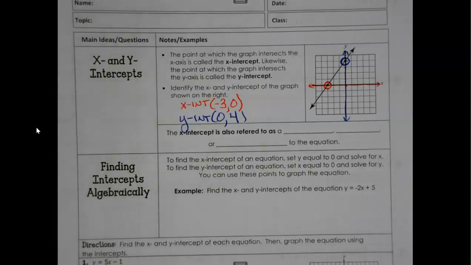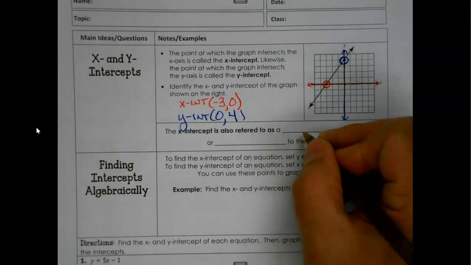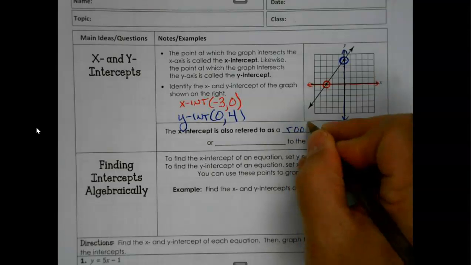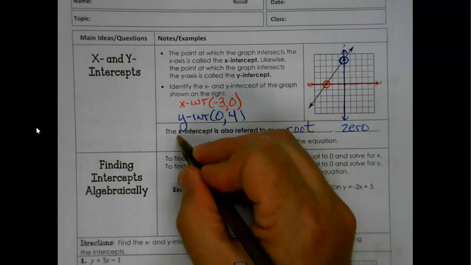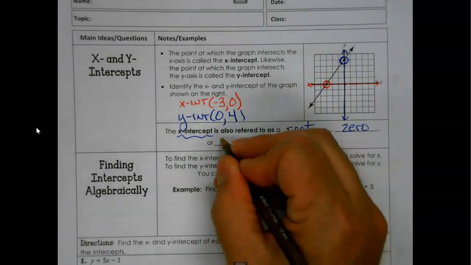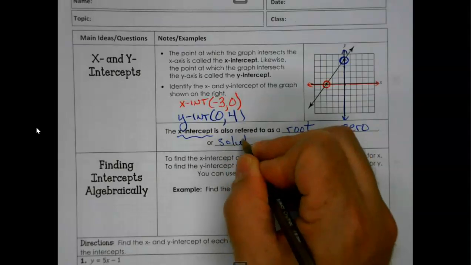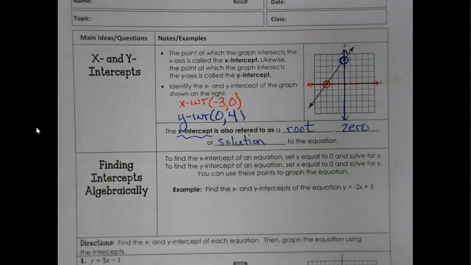x-intercepts have a special place in math. They can be called a root. They can be called a 0. They can be called a solution to an equation. And that's going to make our life easier when we have graphs.